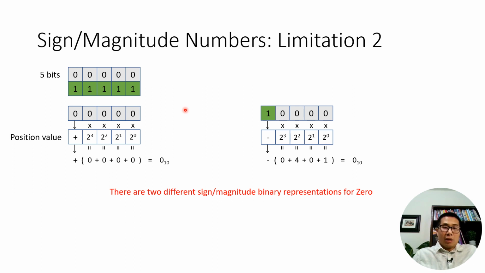That's why next time we'll learn the system which is more commonly used for computers, which is called two's complement.